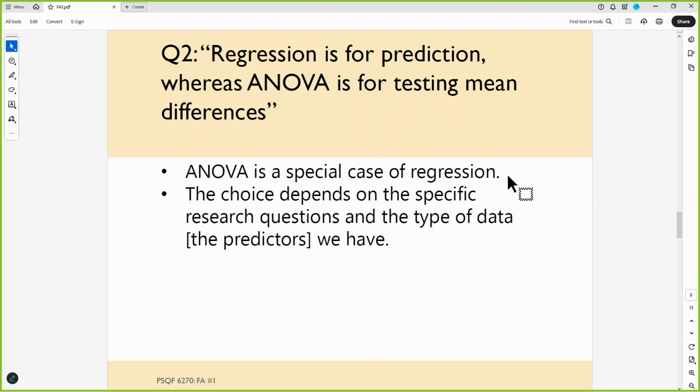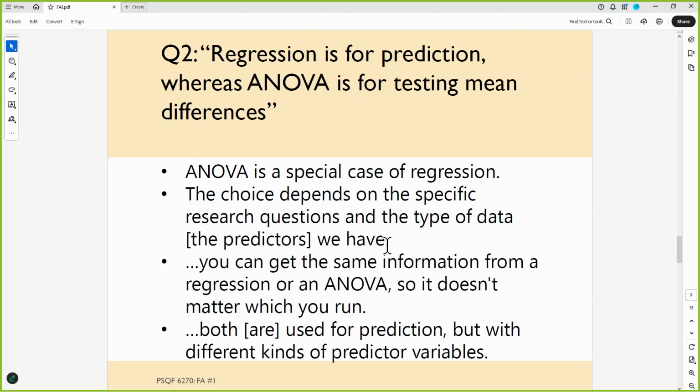So, I try to summarize some of this answer with some of your comments. ANOVA is a special case of regression. I think that's what we are discussing here. The choice depends on the specific research question and the type of data. Here I would say the predictors specifically that we have. And I think those two things summarize this question. In addition, I like this answer. You can get the same information from a regression or an ANOVA, so it doesn't matter which you run.